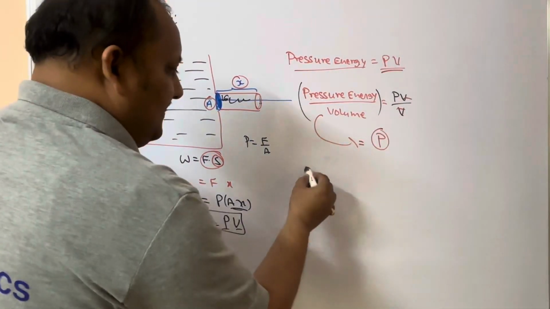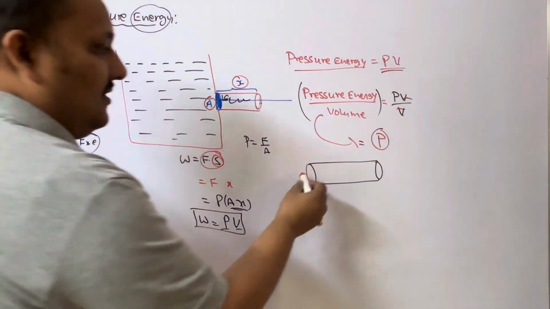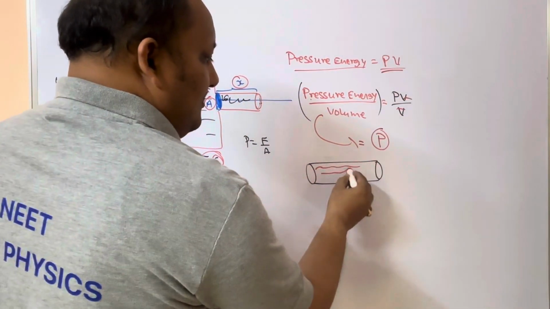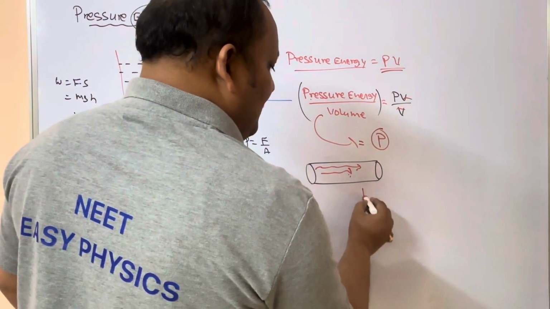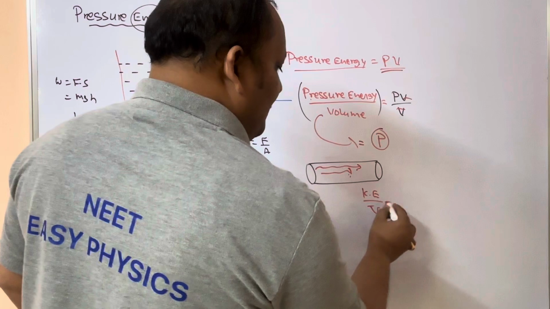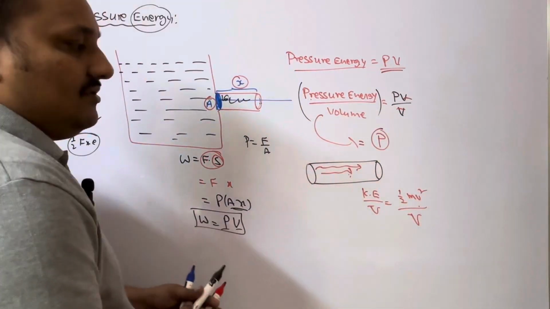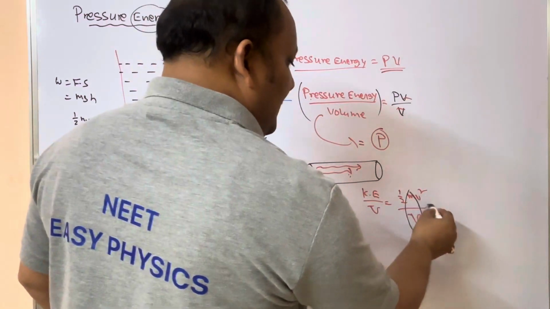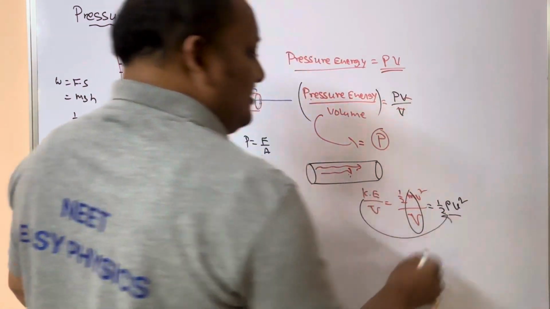Next, within this tube of flow, whenever liquid is flowing, because of velocity it is going to gain kinetic energy. What is the kinetic energy per unit volume? Kinetic energy per unit volume is half mv square by V. Mass per unit volume we call density. Therefore, it is half rho v square, the kinetic energy per unit volume.